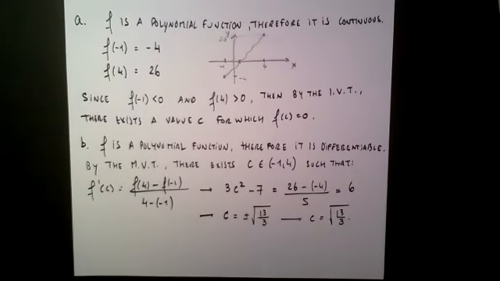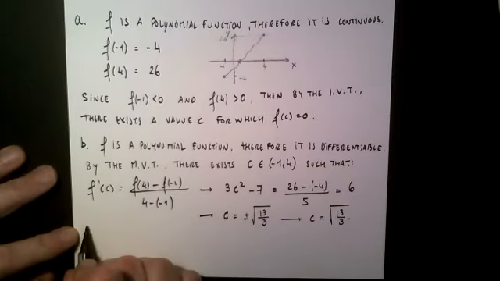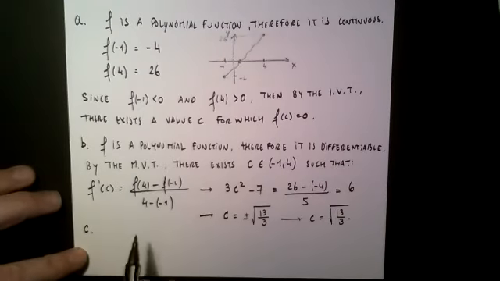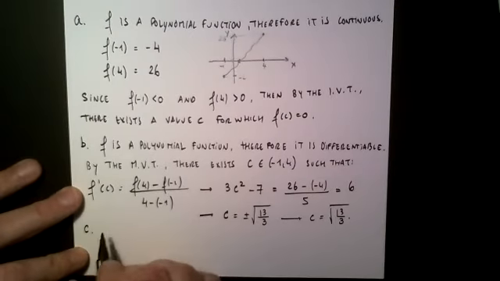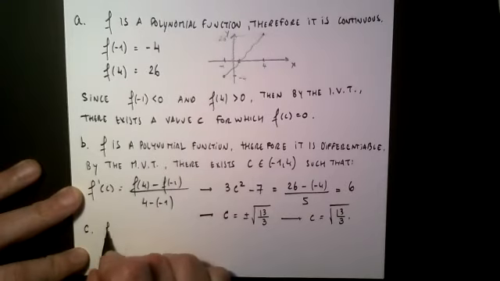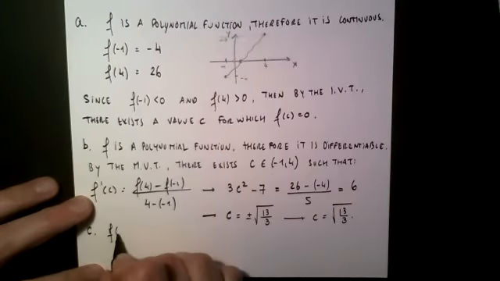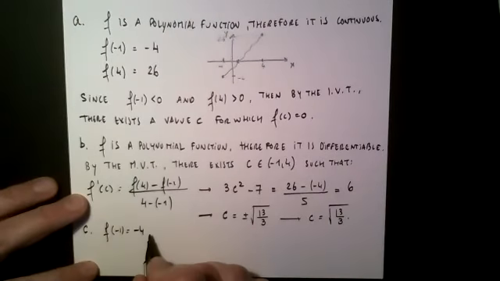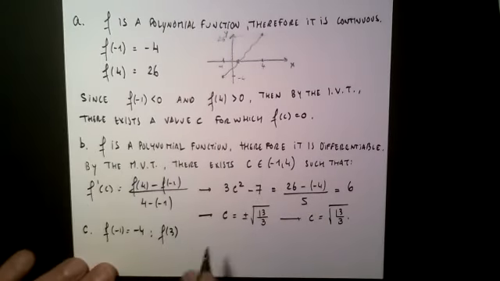Okay, the last part, which has to do with Rolle's theorem. We know it's continuous, we know it's differentiable. So f of -1 is equal to -4. And f of 3, right now the interval is between -1 and 3, if you plug in 3, you're going to get -4 again.